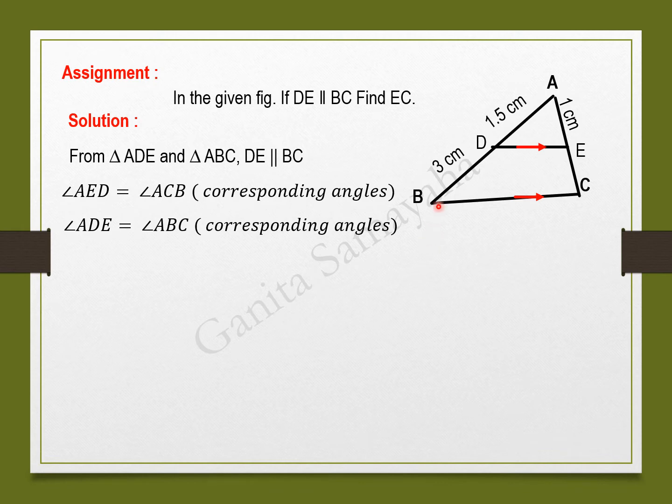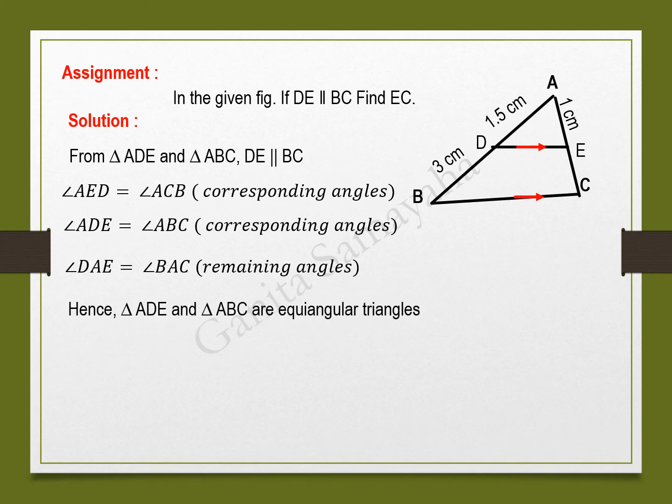After this, we are left with one angle, angle DAE and BAC. It is the common angle as well as the remaining angle in both these triangles. So, we write that as well. Okay, so since we have got the corresponding angles equal, we can say that these two triangles are equiangular triangles. So we say triangle ADE and triangle ABC are equiangular triangles. So that is done. We have identified two triangles, and we have identified that they are equiangular triangles.